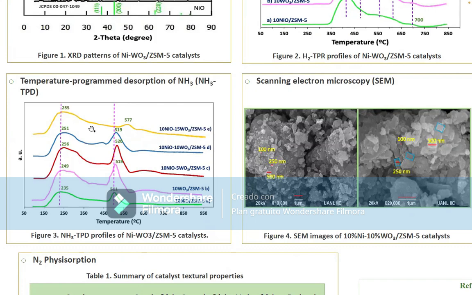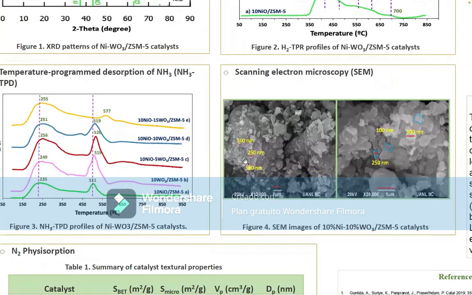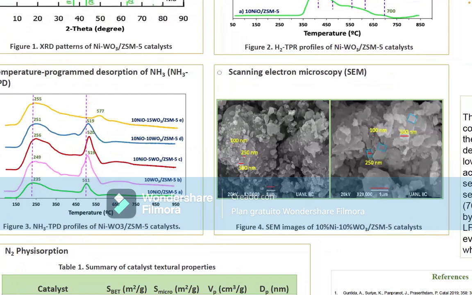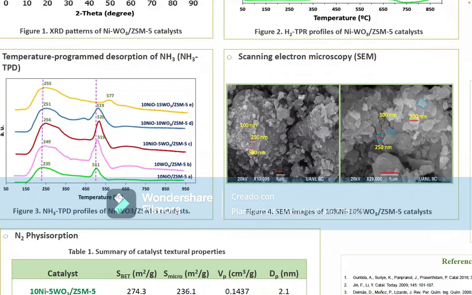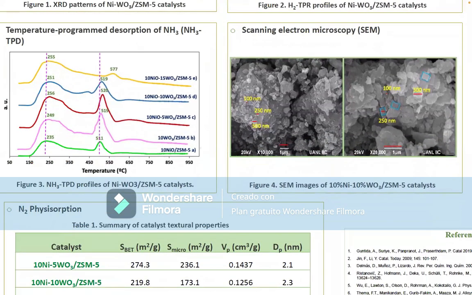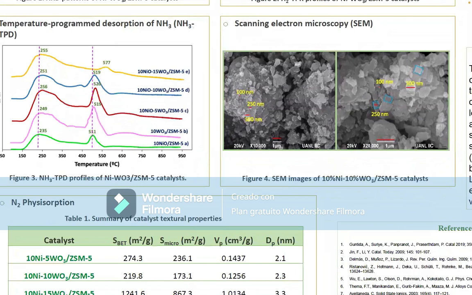SEM and N2 physisorption. The morphology of 10NiO-10WO3/ZSM5 showed particles ranging from 100 to 500 nanometers, with some larger particles covering a significant portion of the zeolite. This finding aligns with TPD results. The 10NiO-15WO3/ZSM5 catalyst with the highest metal loading showed superior textural properties, including increased surface area and microporosity due to the formation of new pores by metal oxides.